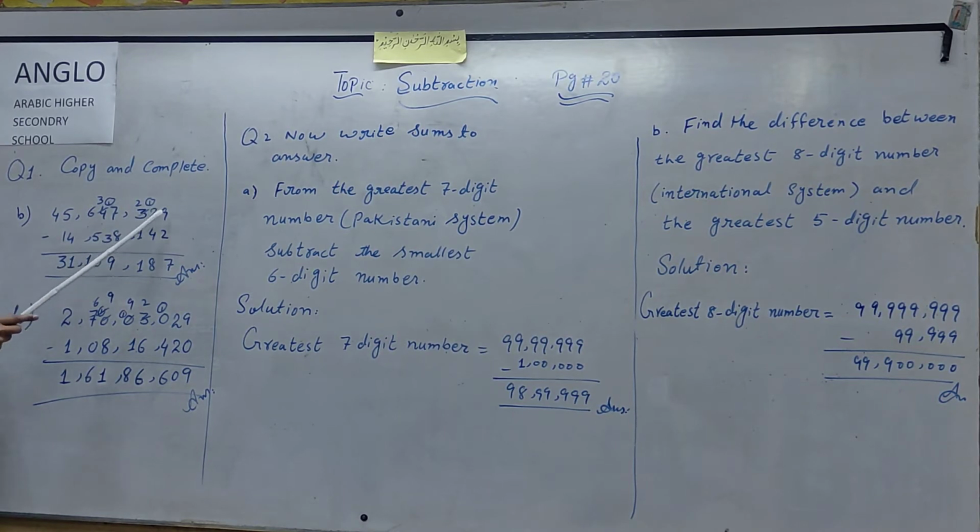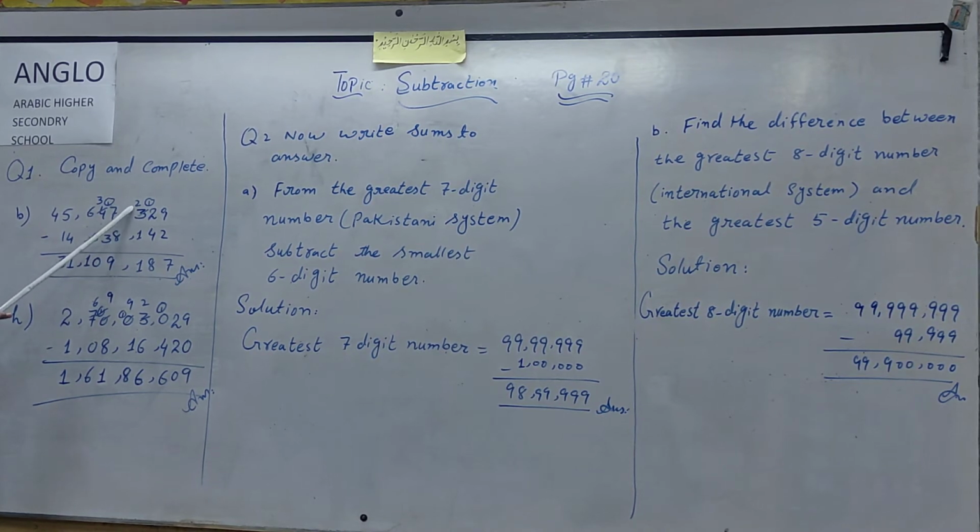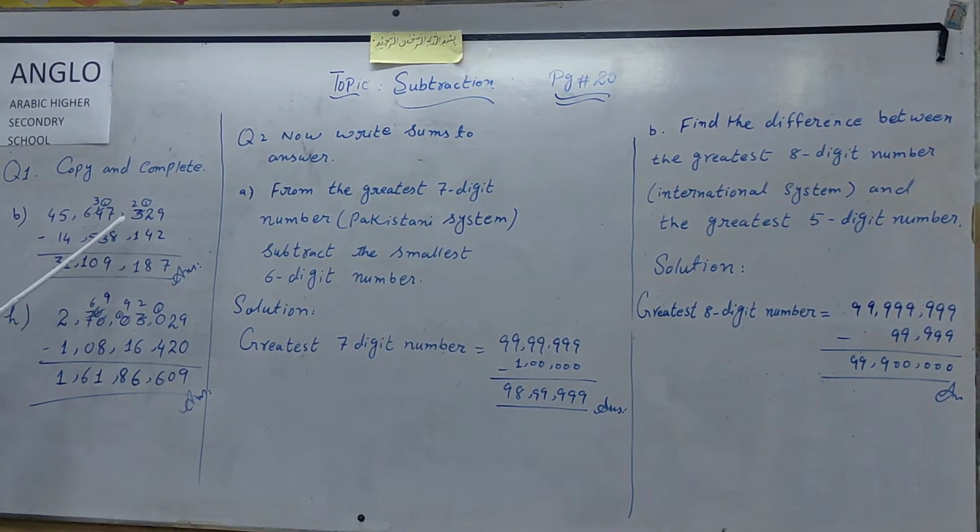First subtract 2 from 9. 9 minus 2, answer is 7. Now we have to subtract 4 from 2, which is not possible. So we have to take a carry from 3, the digit before 2. Now it becomes 12. Subtract 4 from 12, answer is 8. We have taken carry 1 from 3, now 3 has become 2. Subtract 1 from 2. 2 minus 1, answer is 1.